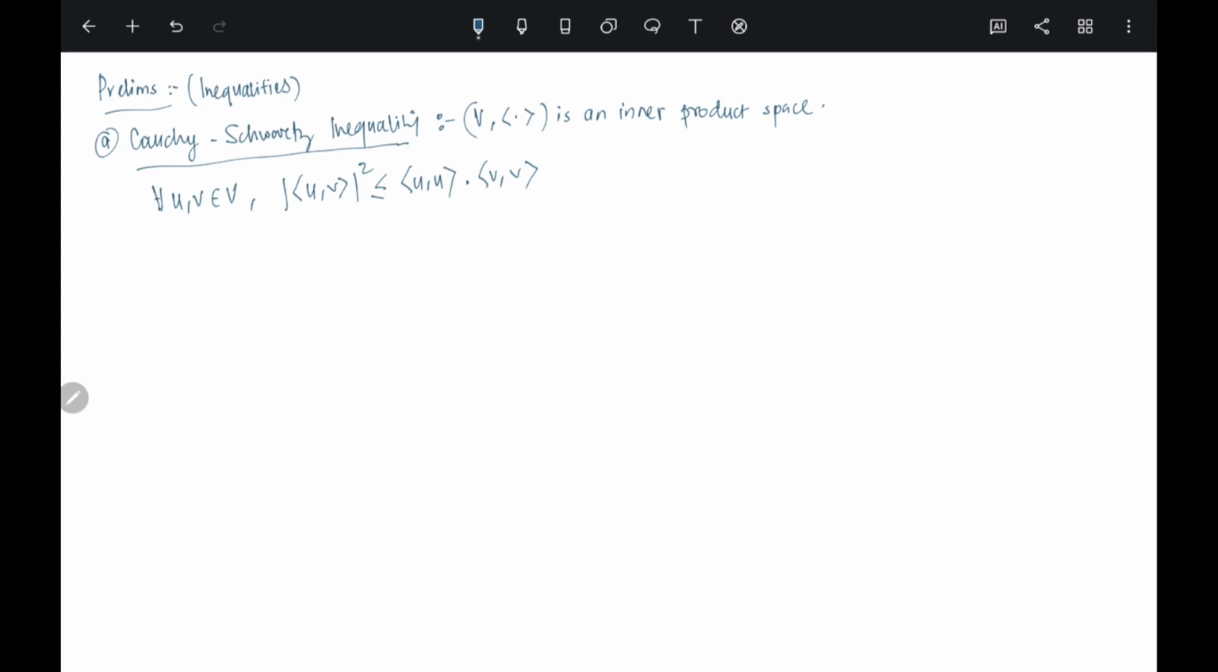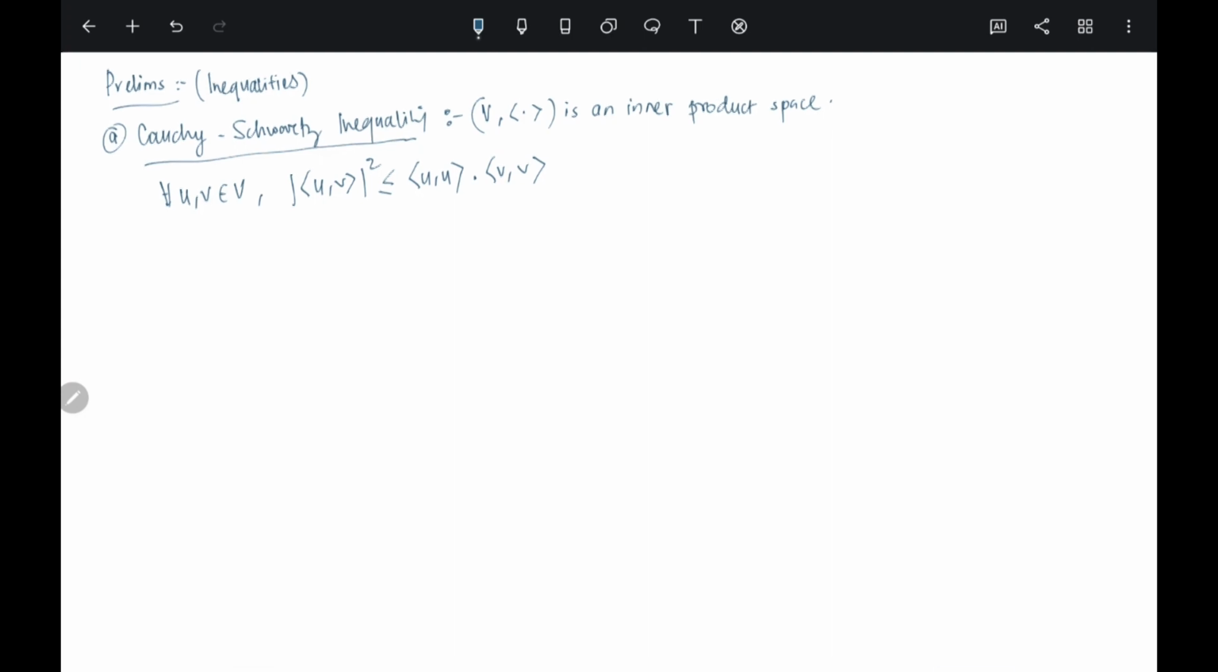And of course the thing is, how to prove this. So this is the Cauchy-Schwarz inequality, and the point is: how do you prove such an inequality? Before I do that, one simple remark I want to put down here.